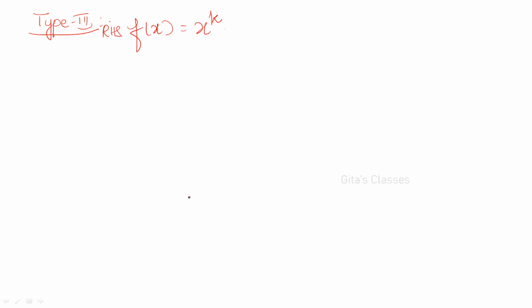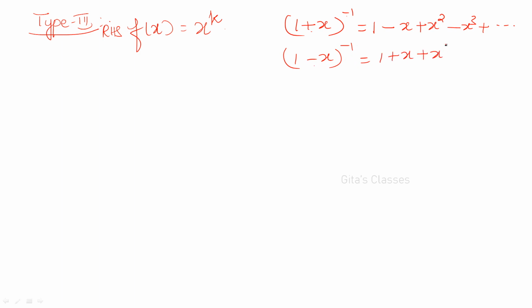So next is the right hand side function is x power k. F of x is equal to x power k. In this you have to remember two definitions, that is binomial expansions. 1 plus x the whole power minus 1 is 1 minus x plus x squared minus x cube plus etc. and 1 minus x the whole power minus 1 is, please remember, here you have plus and minus, so minus plus etc. Here both are minus, so it is 1 plus x plus x squared plus x cube plus etc. Remember like that.